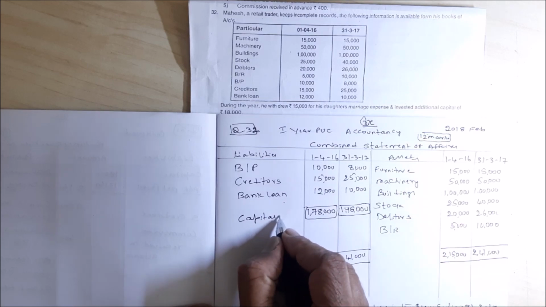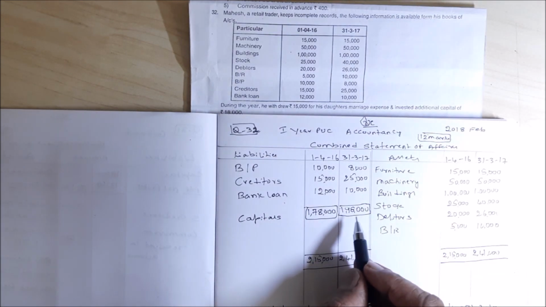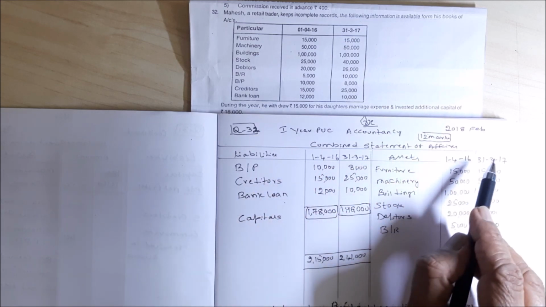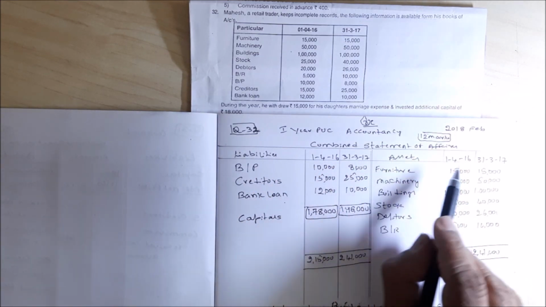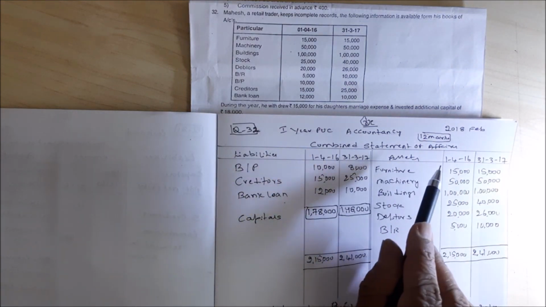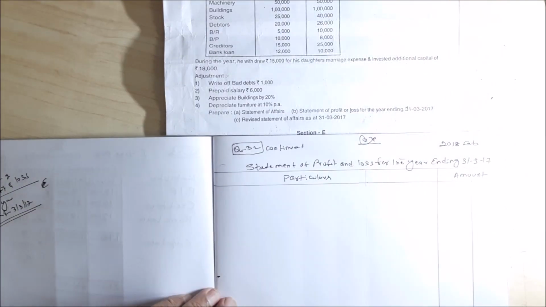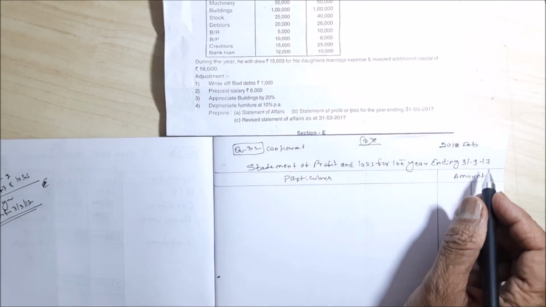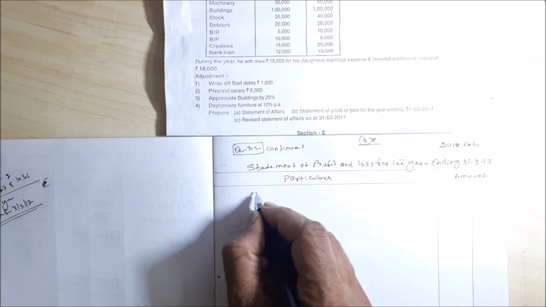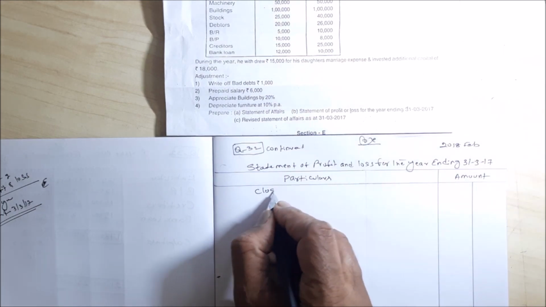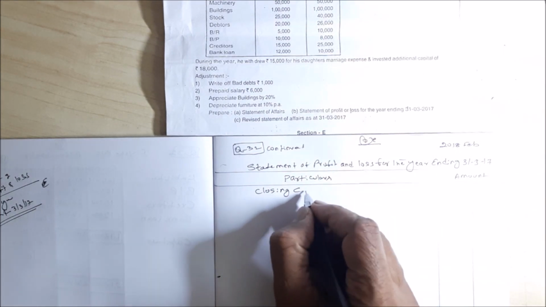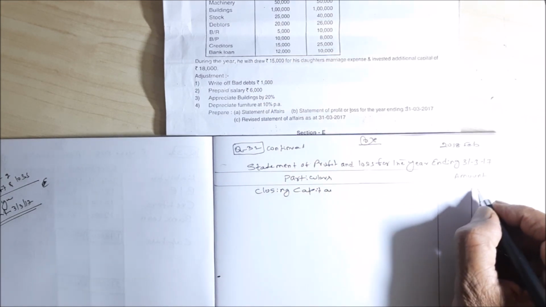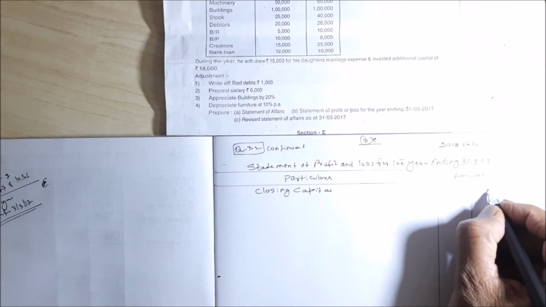This is opening capital, this is closing capital, which is called combined statement of affairs. In the problem they have given the statement of affairs, we have prepared the combined statement of affairs. Okay, now we will prepare the statement of profit or loss for the year ending 31/3/2017. Closing capital, that is 1,98,000.